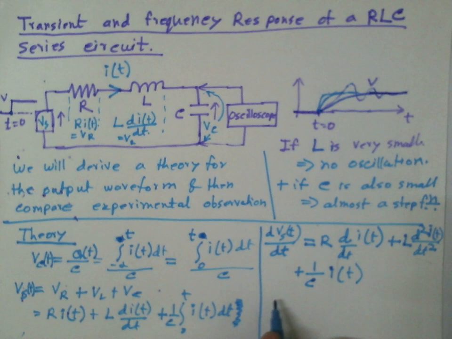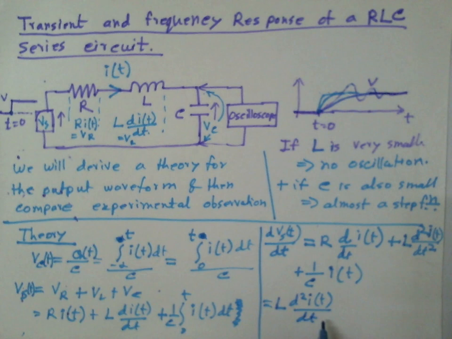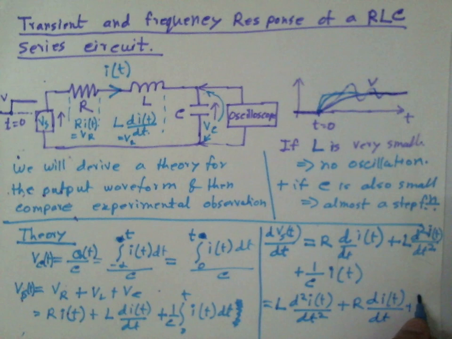Okay, so we have a second order differential equation. Let me reorganize this term. First L d²I(t)/dt², the second derivative, then I write R dI(t)/dt, the first derivative, and then finally 1 by C times I(t).